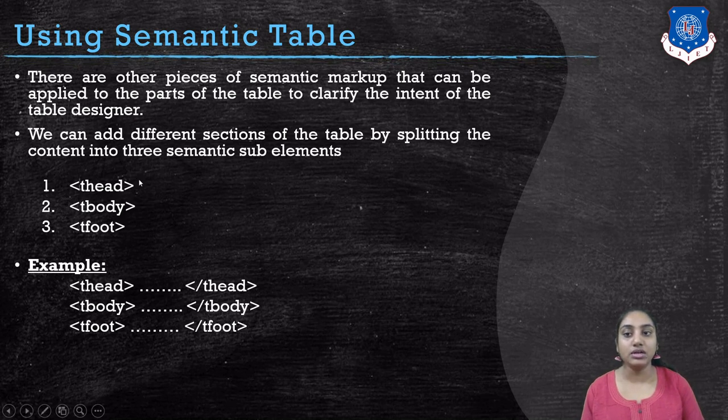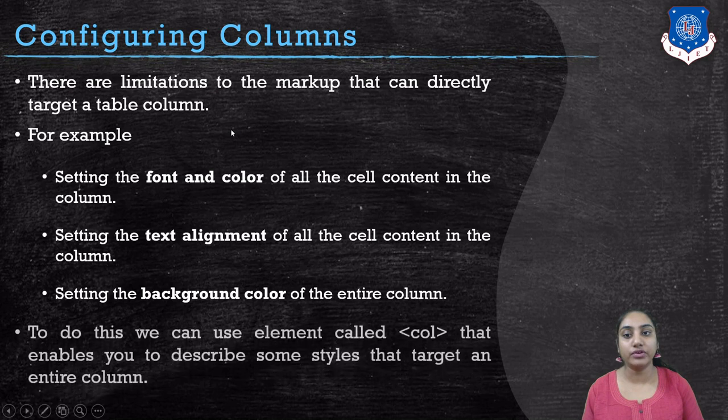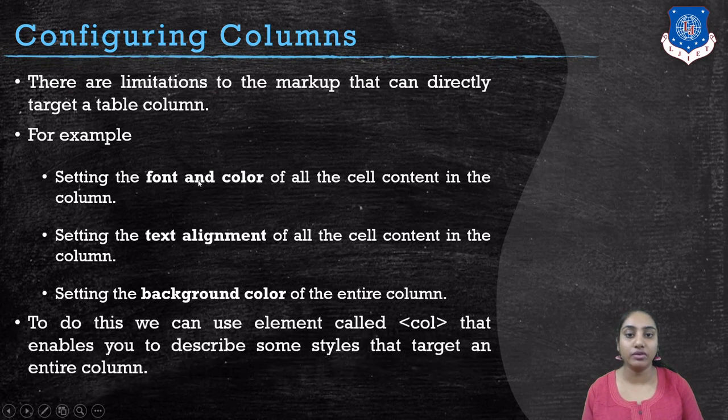First we will have our whole header content in a thead tag. The body portion will be in a tbody part and the footer portion will be in a tfoot part. So this is the semantic table, and configuration of your table means that we are going to color the content of our table header, table body or table footer according to the CSS which we will use. So this is our configuration of columns.